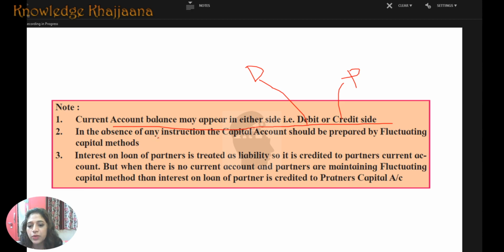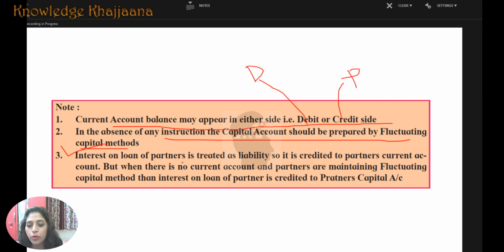In the absence of any instructions, the capital account should be prepared by the fluctuating capital method. See, if nothing has been mentioned in your problem, prepare accounts for partners, and it is not mentioned as a fixed capital account, then you have to make it by the fluctuating capital method. That we'll see in the next lecture.